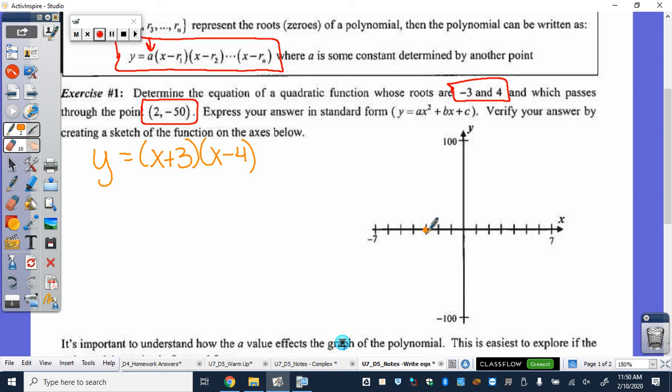So again, we know we have roots at -3 and 4. I'm just going to put those on there because I'm going to have to sketch it. They told me that I had to sketch it. So using the point that they gave me, I need to figure out what that a value is. That's what's missing. I got to figure that out. So I know from my point I have -50 is my y. 2 is my x, so I'm going to plug those in.